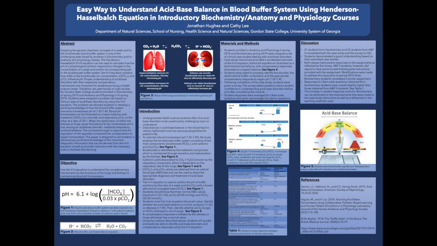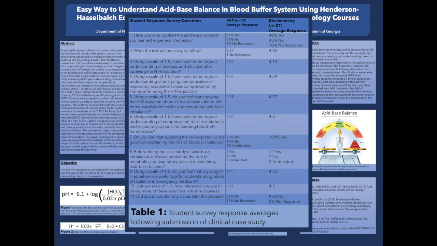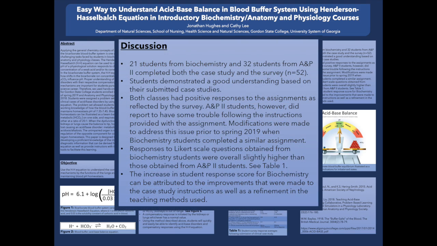Students were then given surveys to determine their experience with this module. The survey question and student responses can be seen in Table 1. 32 students from Anatomy and Physiology Spring 2018 and 21 students from Biochemistry Spring 2019 participated. Notably, in both classes, student responses to Question 5 indicated that thinking of acid-base balance as an ideal 20:1 ratio helped them better understand acid-base imbalance.